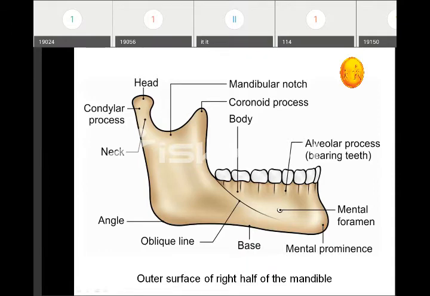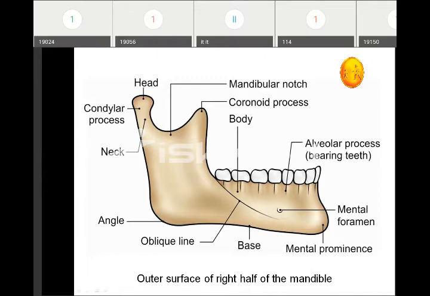Along with that, it also has 2 processes. One is the coronoid process, which projects from the anterior superior part of the ramus and has a crow-beak-like appearance, hence the name coronoid process. From the posterior superior part of the ramus, there is another projection known as the condylar process. You can appreciate the shape of these 2 processes. The coronoid process is triangular in shape, with a prominent apex.